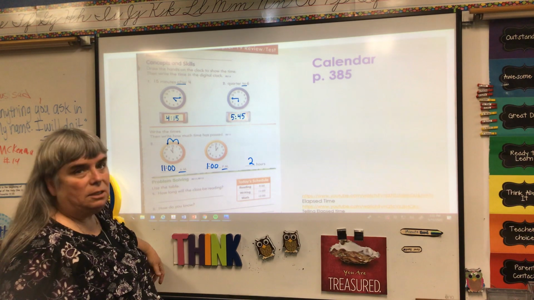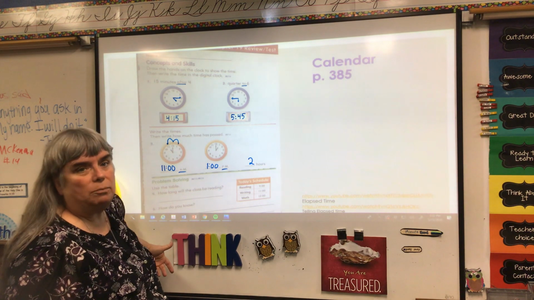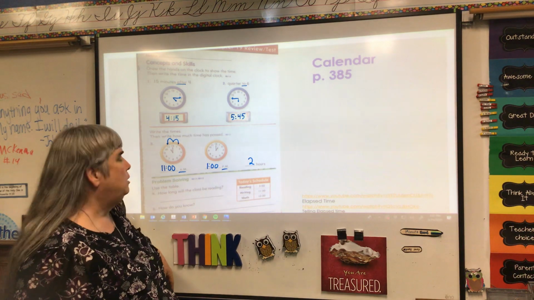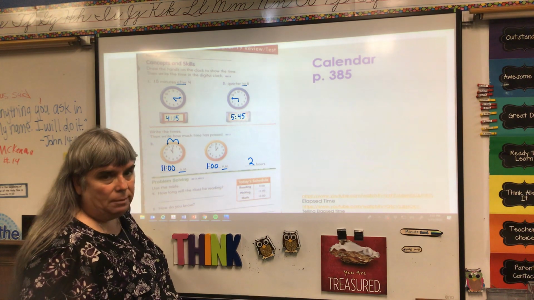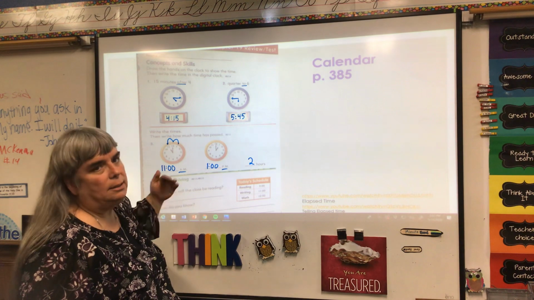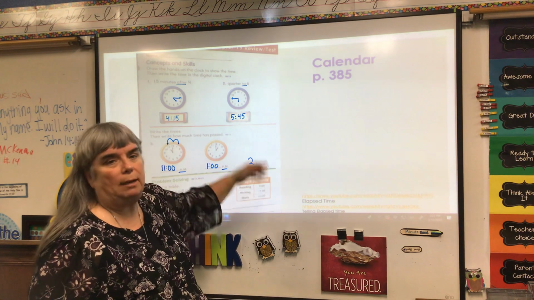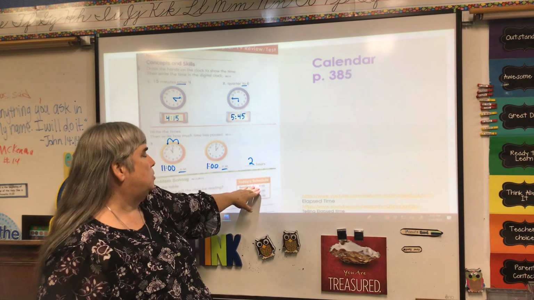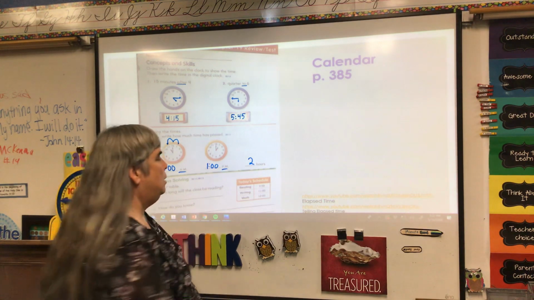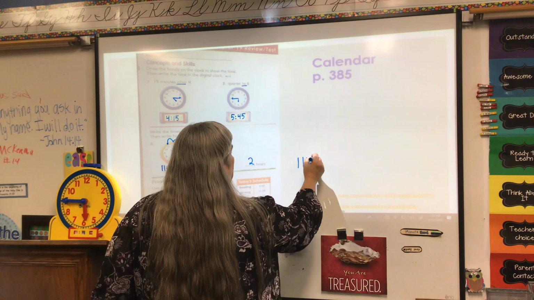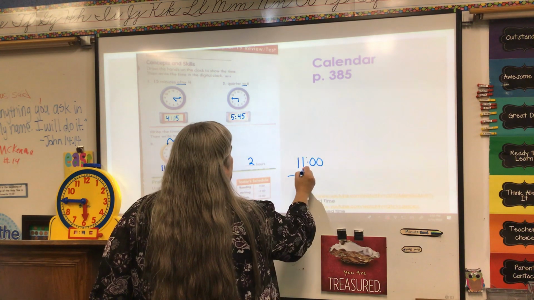So what I'm going to do is a subtraction problem. There aren't any minutes involved at all, but I know when I'm doing the subtraction problem, the bigger number has to come on top. So I'm going to put the ending time on top, and I'm going to put the start time on the bottom. So I'm going to write it over here, 11, take away 9.